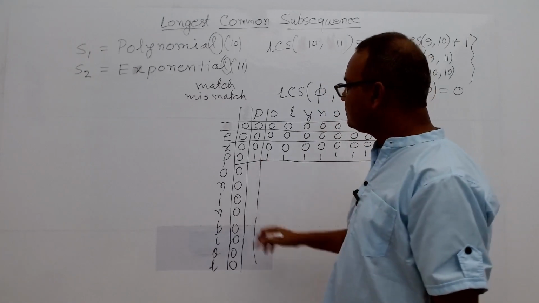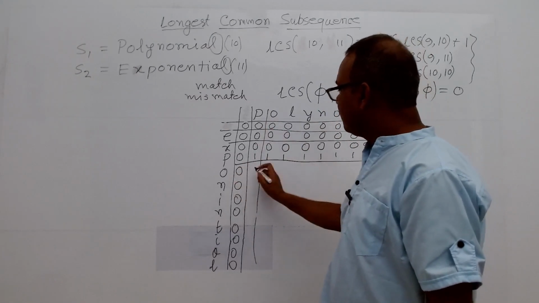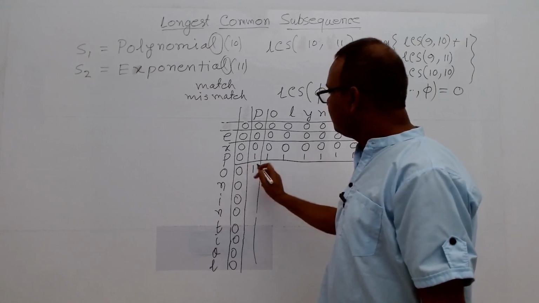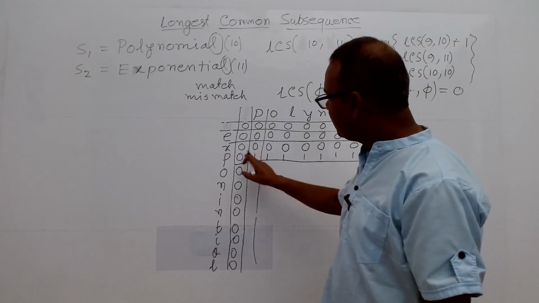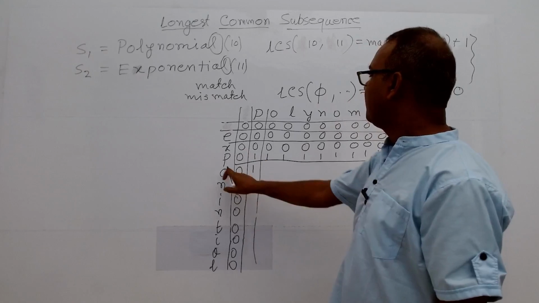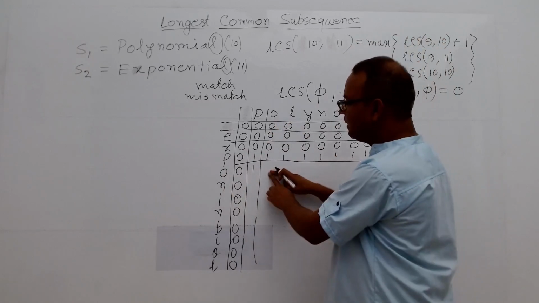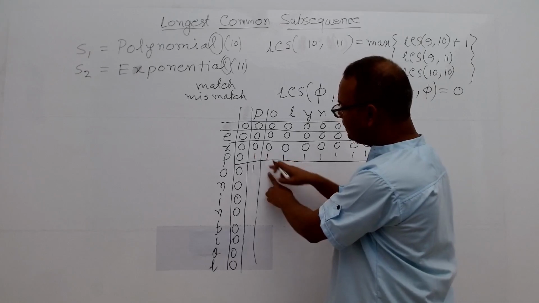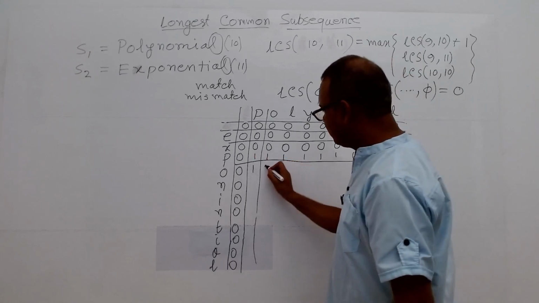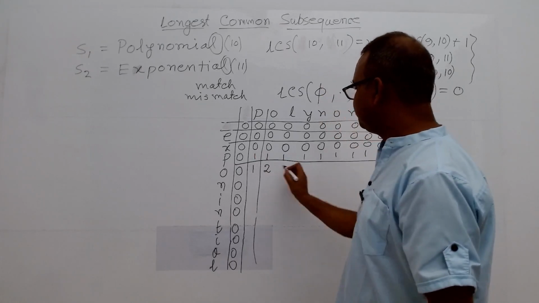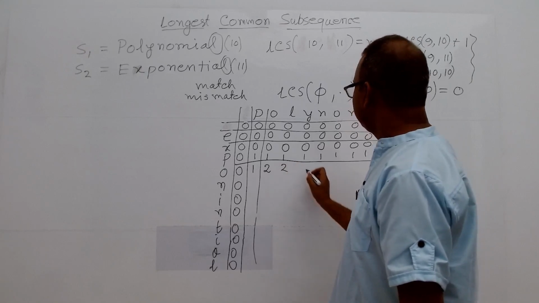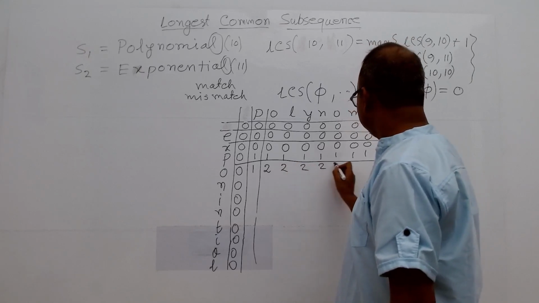Now continue in this way. O, this is 1. Why 1? Because max among 1, 0 and 0 is 1. Now O is matching here. Matching here means we have to add 1 with this diagonal position, so it is going to become 2. Now it will be 2 for all the elements.